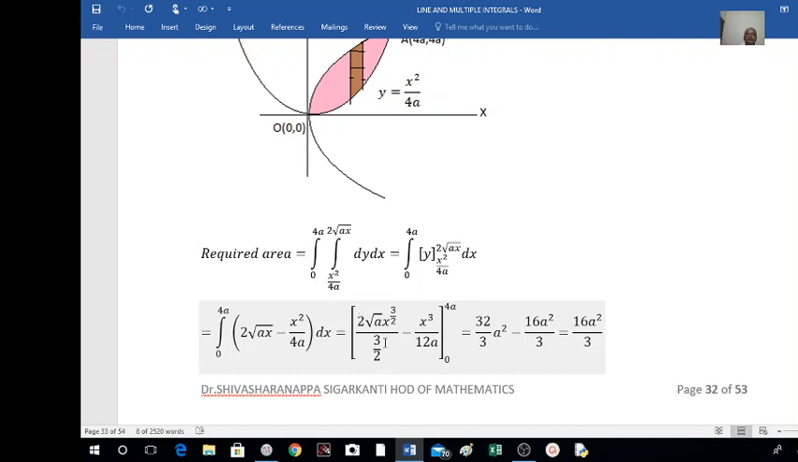Divided by 3 is there. And this is a raised to 3 by 2. I have a to the power of 1 by 2. A to the power of 3 by 2, a to the power of 1 by 2, that becomes a square. This is the first term.